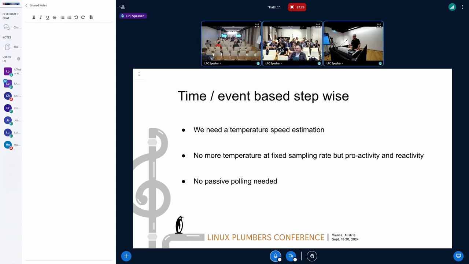Yeah, so let me define sampling. Sampling is you read the temperature at periodic intervals. Right. And so it's fixed. This interval is fixed. So you are just saying that we may not need to do the constant sampling interval. Yes. So you can use the speed to set a timer. And the timer is the place where you read the temperature.